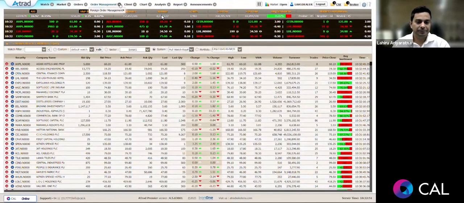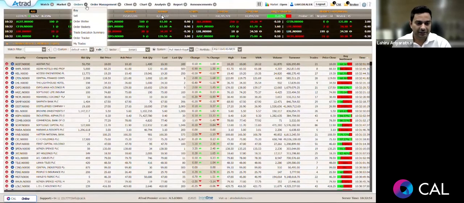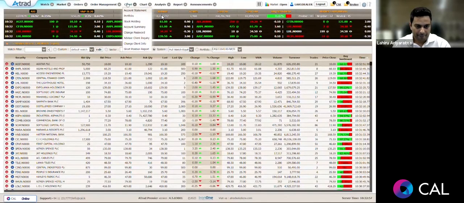Right, let us move into another feature. Again, let me just pause you here before I move on. As you could see under clients, you can actually get in touch with your brokers through the Atrad system. So even if you want to change your passwords, or if there are any advice inquiries, you can reach out to us directly through the Atrad platform.